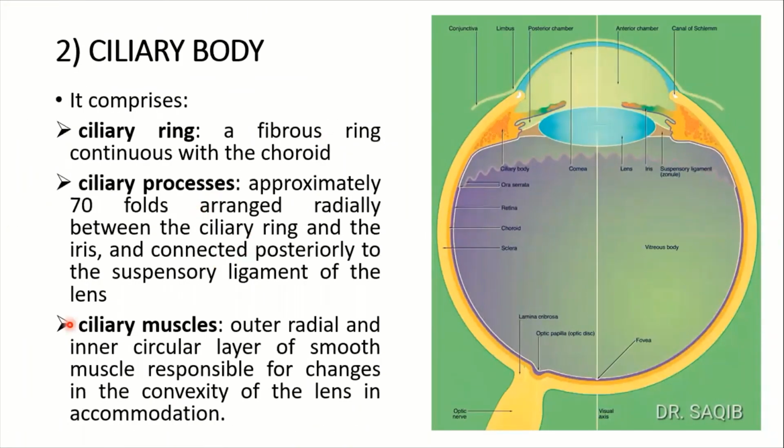So the ciliary muscles, outer radial and inner circular layer of smooth muscle, are responsible for changes in the convexity of the lens in accommodation. I will tell you in the end what is accommodation.